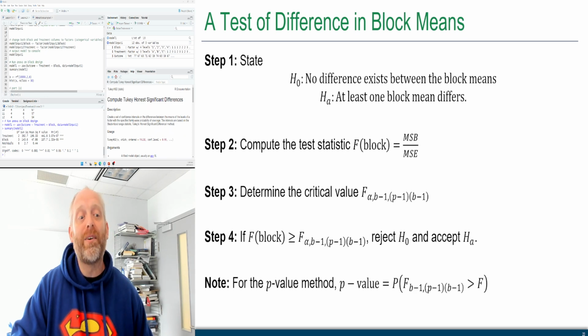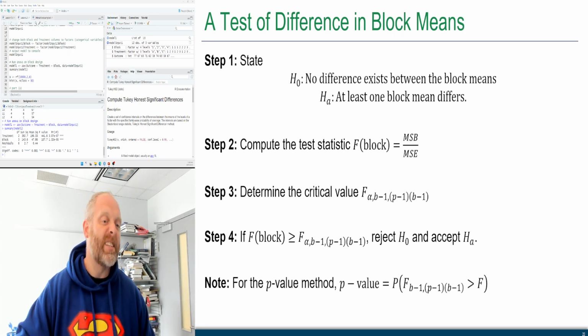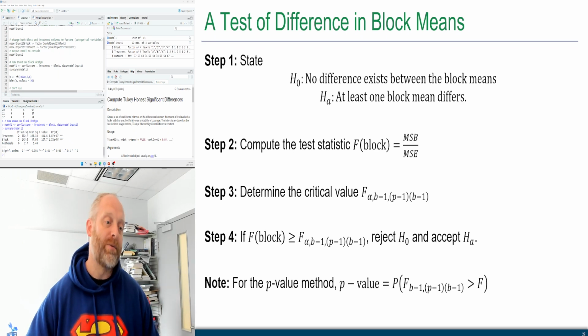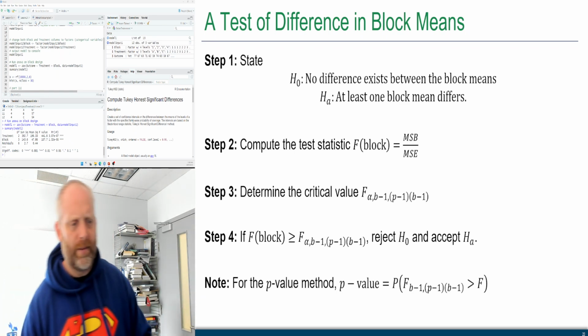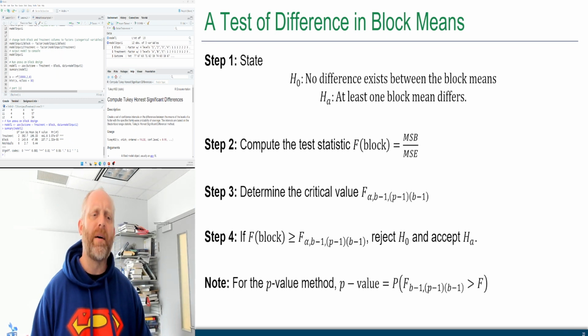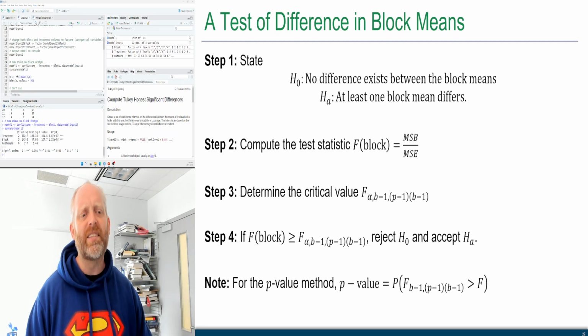Now do note that there is a different critical value for the blocks than there is for the treatments, because it's all based upon those degrees of freedom. The degrees of freedom are slightly different. For one, it's p minus 1 is our first parameter, and then b minus 1 is the other. So it's going to give us a slightly different distribution.